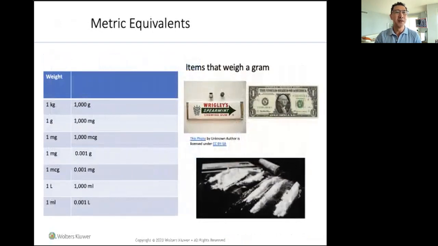Here are some equivalents. 1 kilogram is 1,000 grams. 1 gram is 1,000 milligrams. 1 milligram is 1,000 micrograms. See the big difference there in dosing. Milligrams to grams is 0.001, and go down the list. Remember this from your math class. It's moving the decimals. Items that weigh a gram, I don't know what those metal things are, money and this white powder.